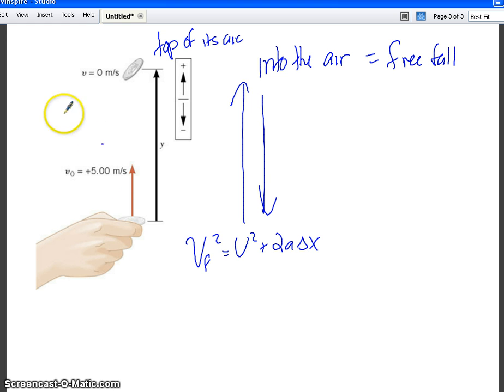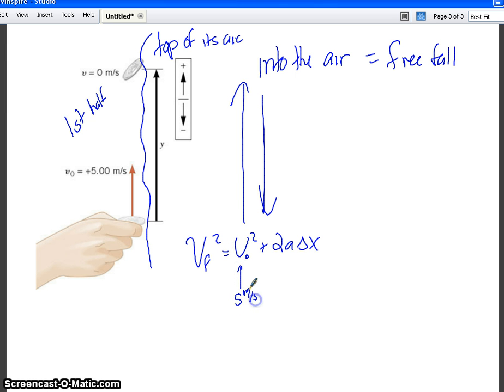If we just look at the first half of it, going from the finger to the top, the initial velocity is 5 meters per second, and the final velocity is going to be 0. And if that's 0, this equation gets a whole lot easier to solve, and we would just plug in g for acceleration. Once again, because this person says up is positive, we would call this negative 9.8. So that's one tip.